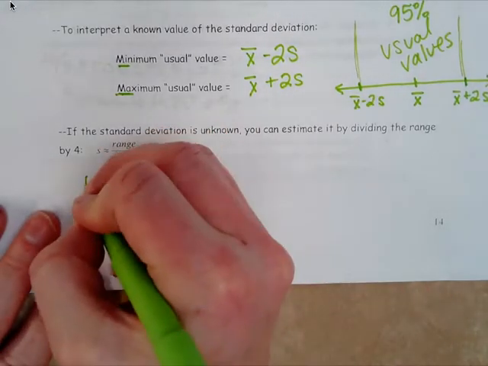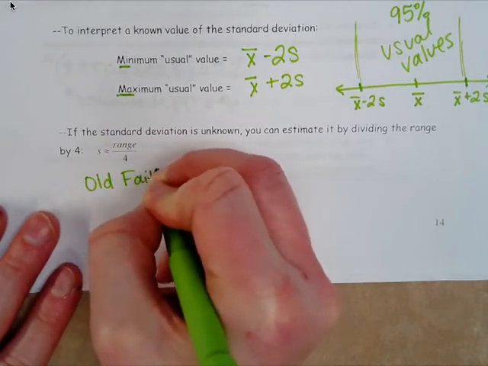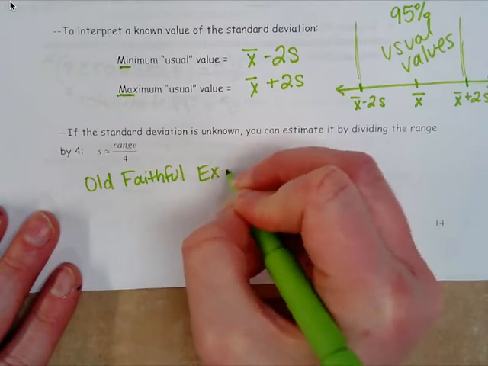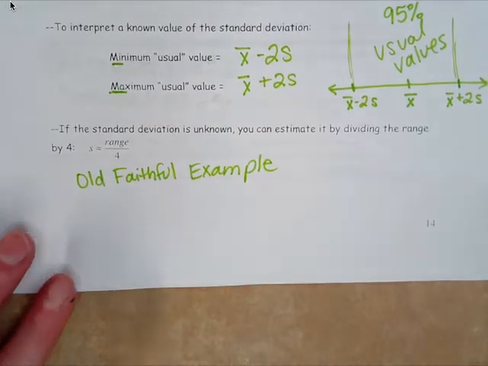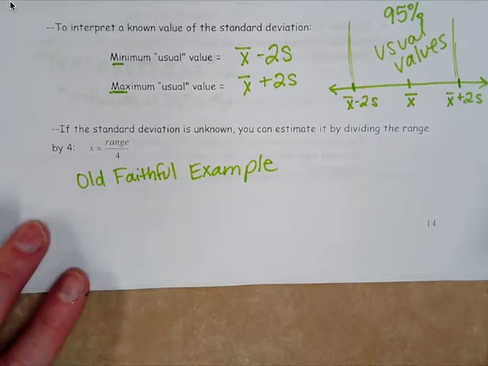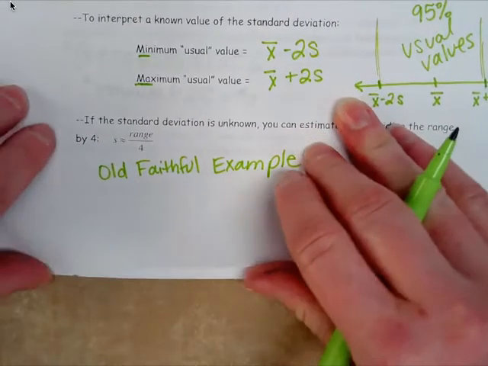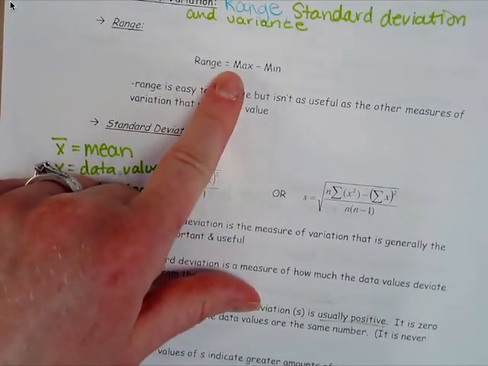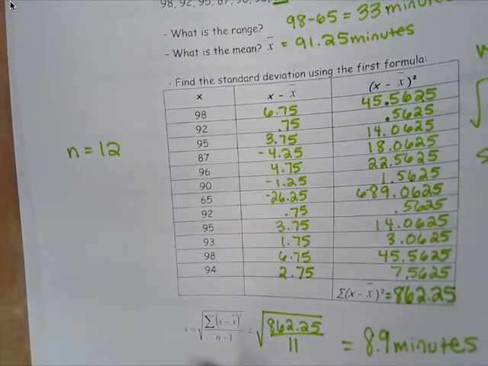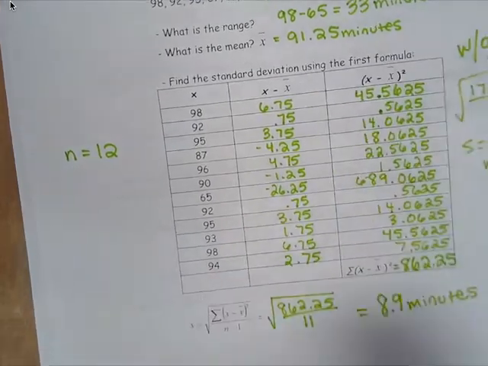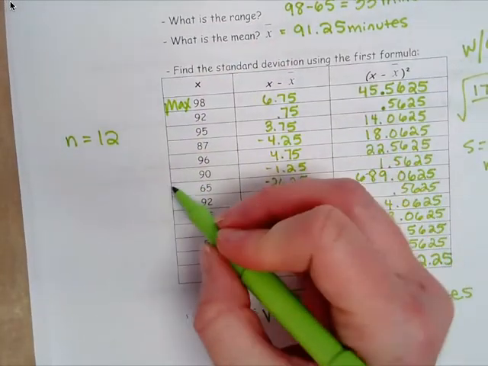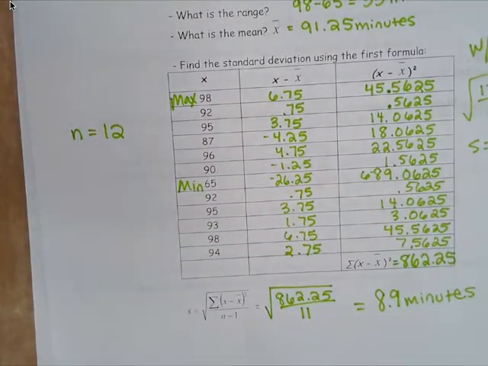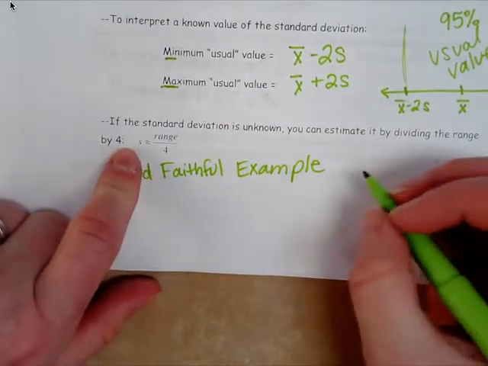So let's look at the Old Faithful example. We would need to find the range of Old Faithful and then divide by 4. So if we look back, range is found by doing max minus min. So look at our data. What's our maximum value? 98. And our minimum, 65. So we're going to subtract those and divide by 4 to find this estimate.